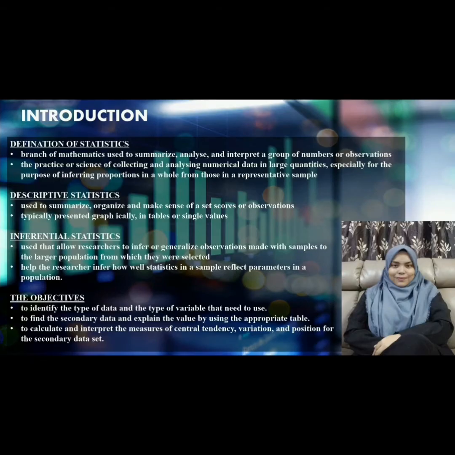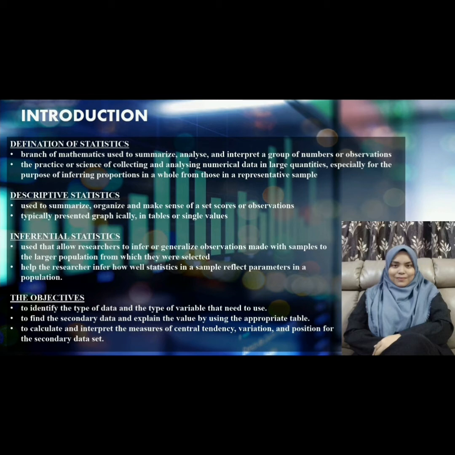Introduction. The definition of statistic. Statistic is a branch of mathematics used to summarize, analyze, and interpret a group of numbers of observations. The practice or science of collecting and analyzing numerical data in large quantities, especially for the purpose of inferring proportions in a whole from those in a representative sample.